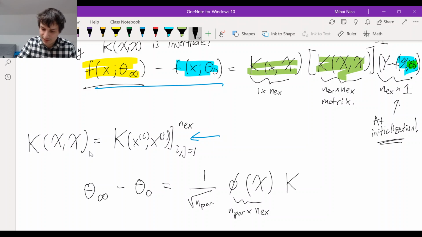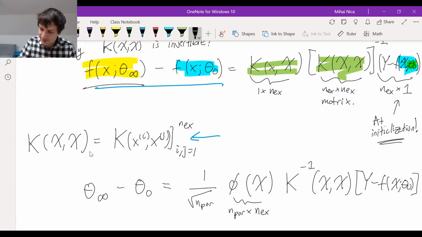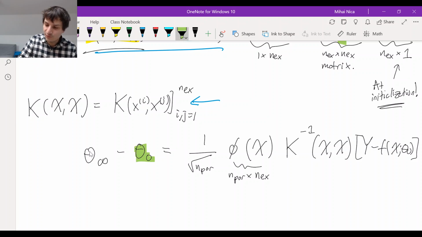Then you multiply again by this k inverse. So this k inverse of xx is the inverse of this matrix. And then you multiply again by y minus f of x theta 0, the initialization again. So you can tell how the parameters are changing during gradient descent. I can give you a formula for what the final values of the parameters are going to be. That depends only on the initialization. So if you tell me what theta 0 is, I can calculate all of this stuff, and I can tell you what the final parameters are going to be.